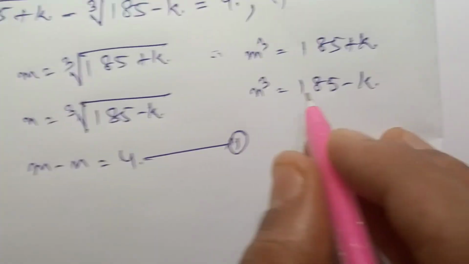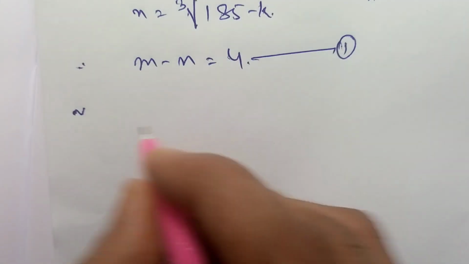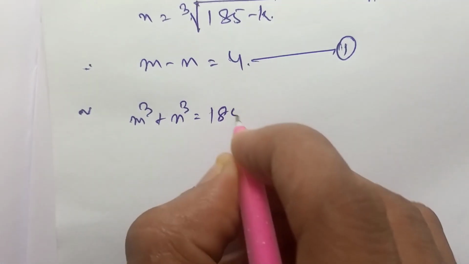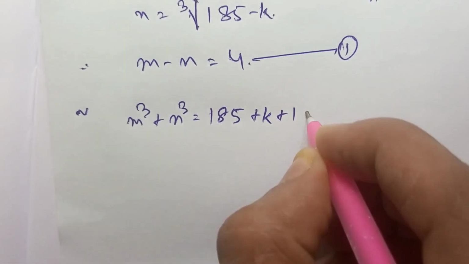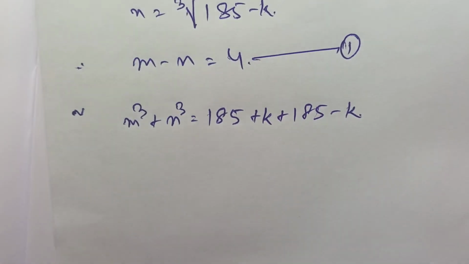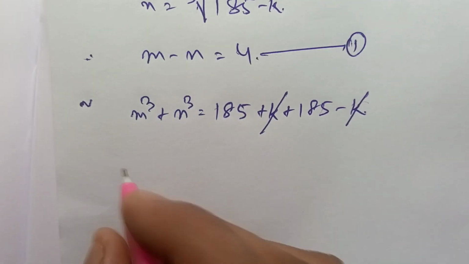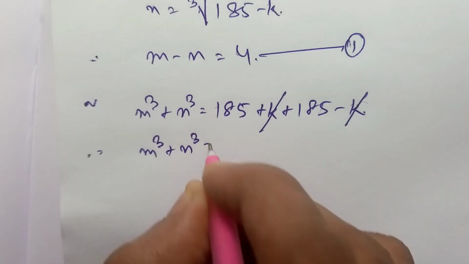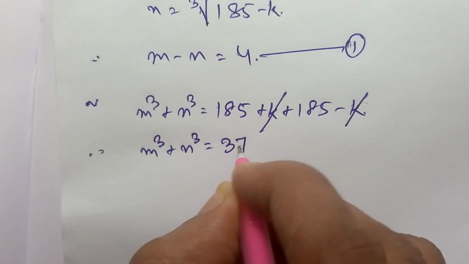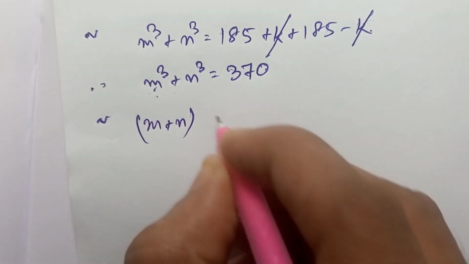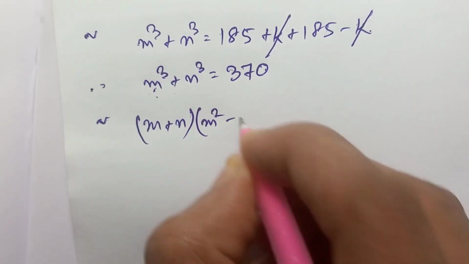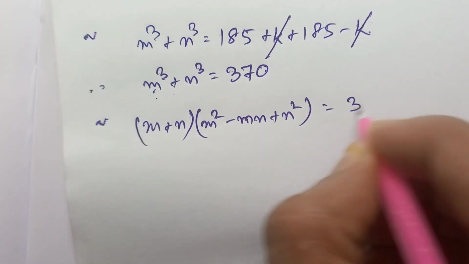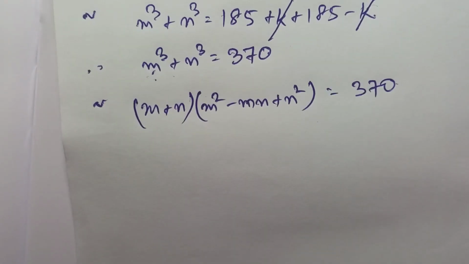Now we add the m cube and n cube terms. So m cube plus n cube is equal to 185 + k plus 185 − k. Here k will be cancelled out, since one has a positive sign and the other a negative sign. So the result is m cube plus n cube is equal to 185 + 185, which is 370. Now we expand the formula for m cube plus n cube, which is (m + n)(m square − mn + n square) = 370.